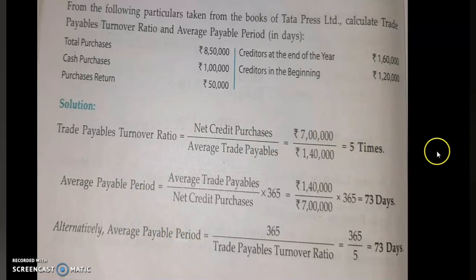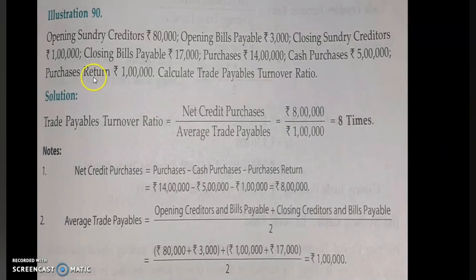So this is one problem. Now let us move to the next problem. The question is in this way. Opening sundry creditors rupees 80,000. Opening bills payable rupees 3,000. Closing sundry creditors rupees 1 lakh. Closing bills payable rupees 17,000. Purchases is given to you as 14 lakh. Cash purchases is 5 lakh. Purchase return is 1 lakh.